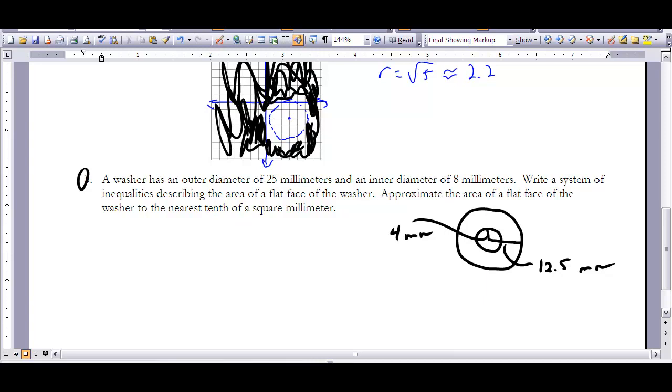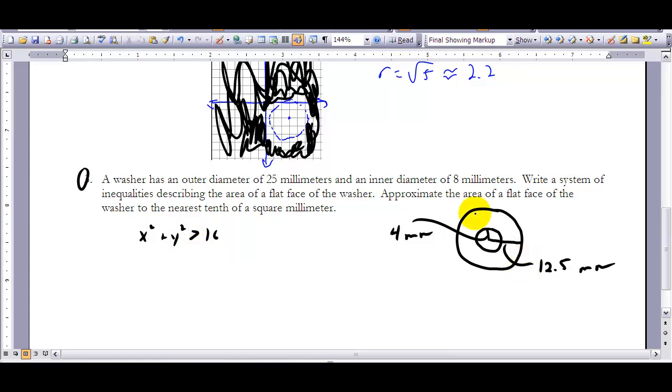So if the inner one has a radius of 4 millimeters, and I'm just going to say that the center of the washer is (0, 0), I could write an equation for that inner circle: x^2 + y^2 = 16. That's 4 squared. But I know I'm looking at the area which is greater than that, because that wouldn't be an open circle. So in terms of an inequality to represent that, I would say x^2 + y^2 has to be greater than 16.